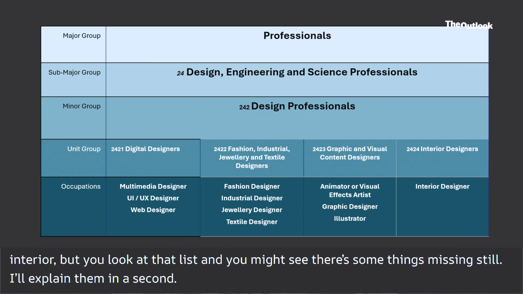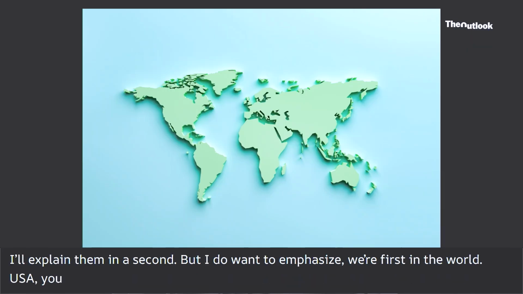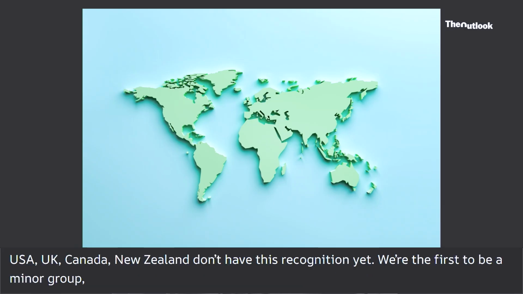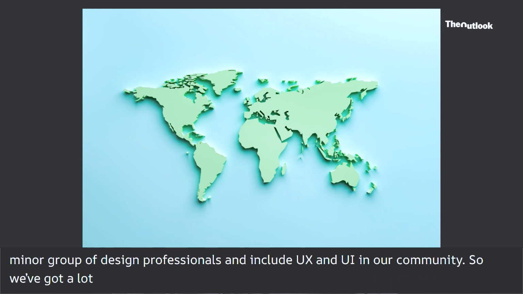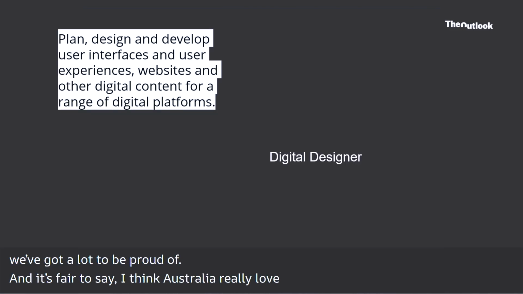But I do want to emphasise, we're first in the world. USA, UK, Canada, New Zealand don't have this recognition yet. We're the first to be a minor group of design professionals and include UX and UI in our community. So we've got a lot to be proud of. And fair to say, I think Australia really loves designers.